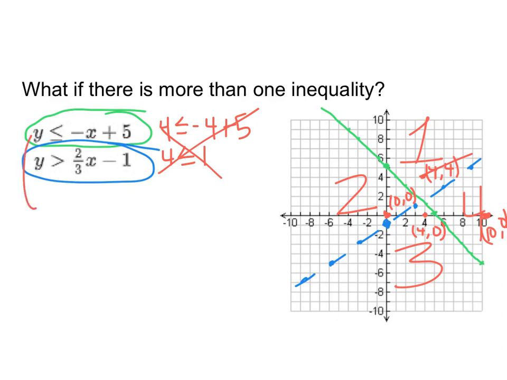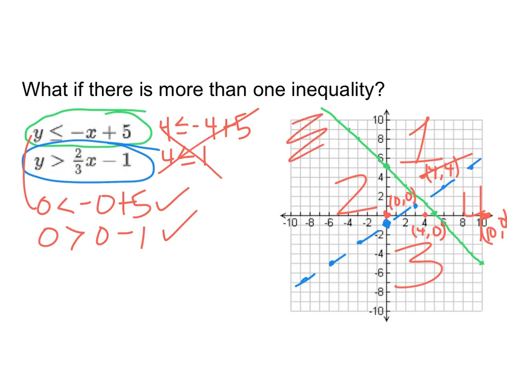So now I'll do 0 is less than or equal to negative 0 plus 5. That's true. What about 0 is greater than 2/3 times 0 minus 1? Ooh, those both worked. So I think it's going to be this region right here. I'm going to test the other 2 just to be sure.